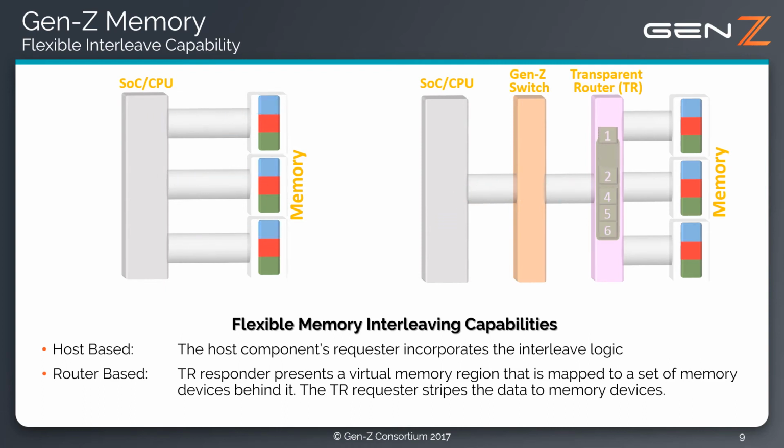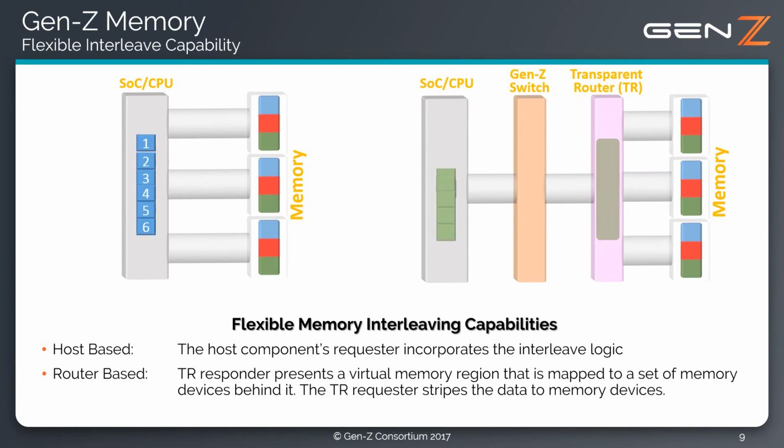Transparent routers facilitate the ability to perform rich data services on the Gen Z fabric while hiding the complexities of the back-end Gen Z subnets, fabric topology, and physical components from the components on the front side of the transparent router. In the figure on the right, a CPU is connected to a Gen Z fabric, here instantiated as a single external Gen Z switch, to which is also attached a transparent router presenting and sharing a logical green memory region.